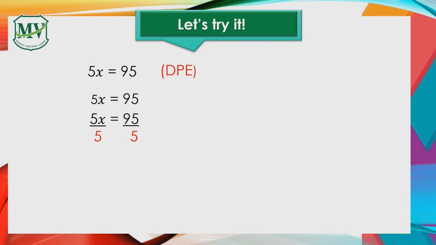So 5x divided by 5 is equal to 1x. 95 divided by 5 is equal to 19. 1x is equal to 19, or simply x is equal to 19.